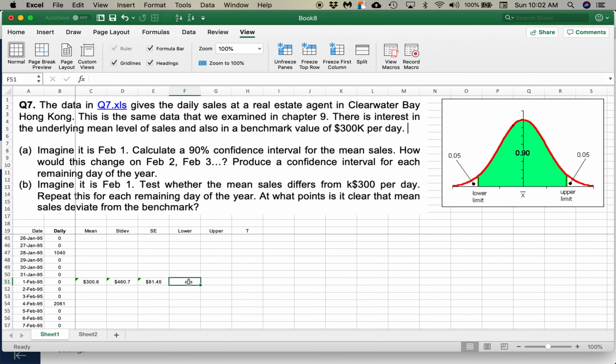Well, you will recall that the formula for a confidence interval is the mean plus or minus the t-statistic times the standard error. Now, how are we going to calculate a t-statistic for a 90% confidence interval? I actually went out and grabbed a graphic off the web so that you'd have a clear picture of how that looks.